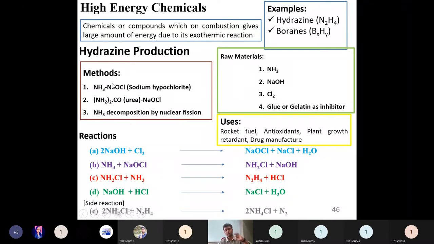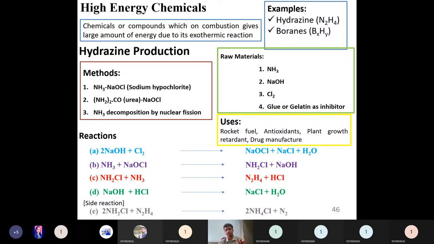Which is the NH3 or ammonia sodium hypochlorite method. Now we will see in detail what this method is. There are three methods to produce hydrazine: the ammonia sodium hypochlorite method, the urea sodium hypochlorite method, and ammonia decomposition by nuclear fission reaction. The third method is not yet commercialized; no commercial plant is available. To use the second method, there needs to be excess production capacity of urea, because urea is used for agriculture purposes also. Because of these two disadvantages, we will go for the first method, the ammonia sodium hypochlorite method.